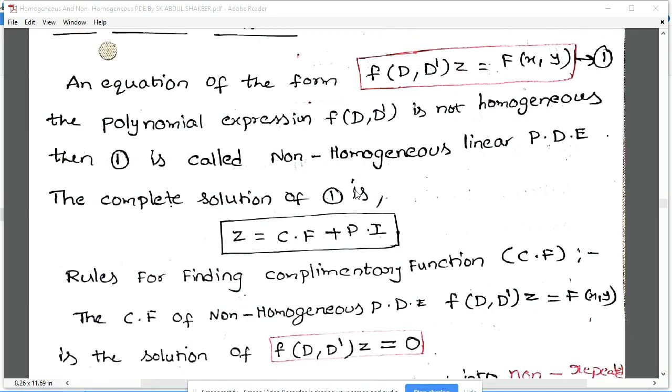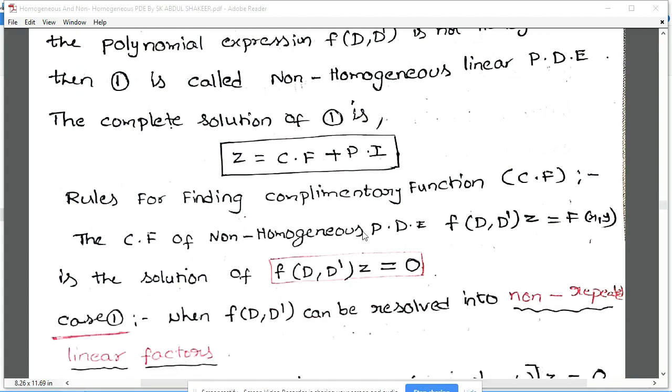The complete solution of equation 1 is z equal to CF plus PI. Complete solution means the equation-satisfying z value, so the z value must be in terms of x, y. The complete solution is z equal to CF plus PI.